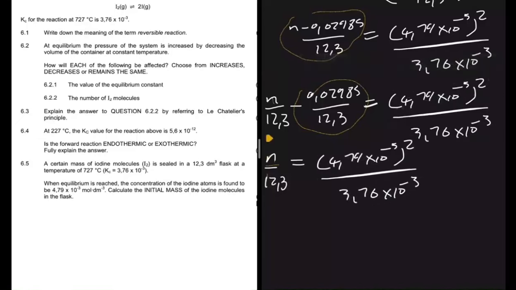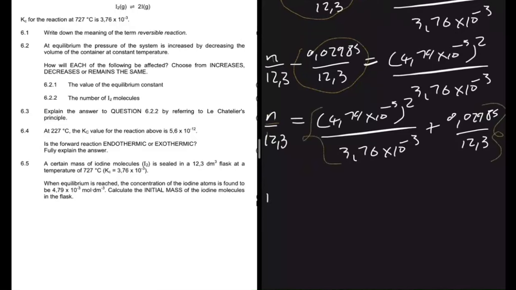So that term plus 0.02985 divided by 12.3. So now I'm going to multiply the left hand side and the right hand side by 12.3 so that I can get the value of n, right? So I'm multiplying this whole expression by 12.3. So n will be equal to, if you do the multiplication, you're going to get 0.105. And now we know fully well that n is equal to the mass divided by the molar mass.